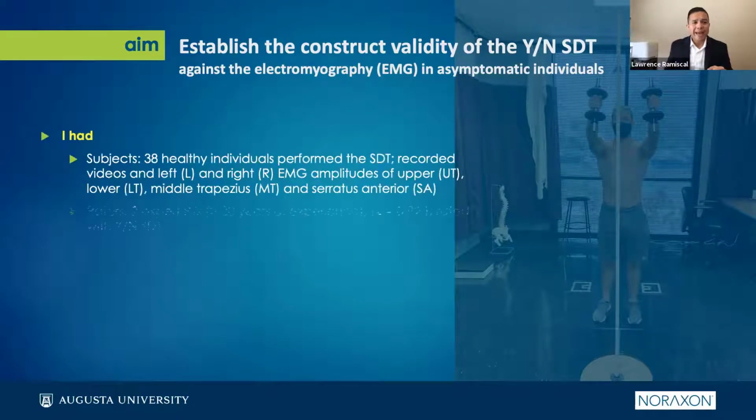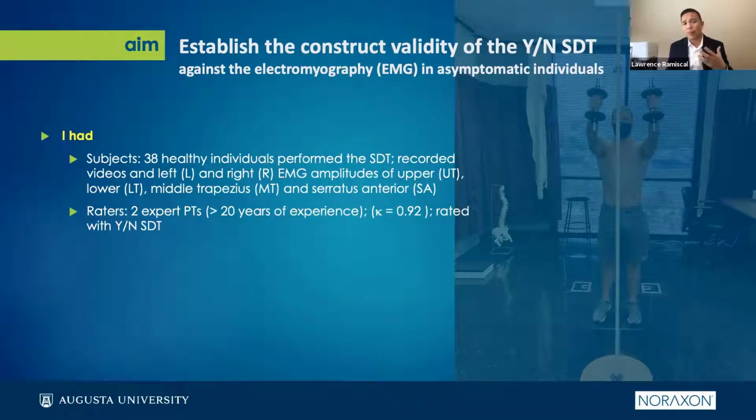So in this study, I had 38 healthy subjects who performed the scapular dyskinesis test, and I recorded video from the back, and also collected data of the amplitudes of all 4 muscles on both sides. So that's a total of 8 muscles that were measured.